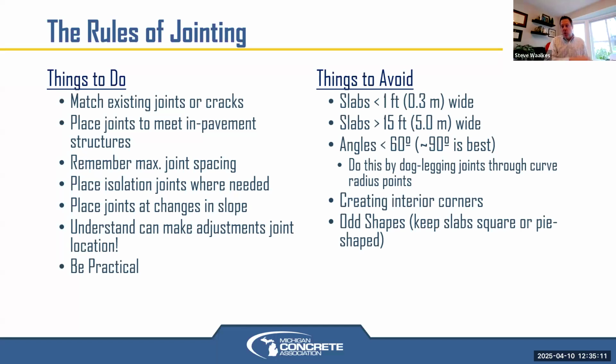And then things you don't want to do when looking at joints. Avoid any dimension of a slab less than 1 foot, because it's hard to get a saw blade down and create an adequate depth of cut if it doesn't have at least 1 foot of joint distance to be cutting. And then typically the general max is 15 feet. This is for most city, county, highway, as well as parking lot type paving of standard types.